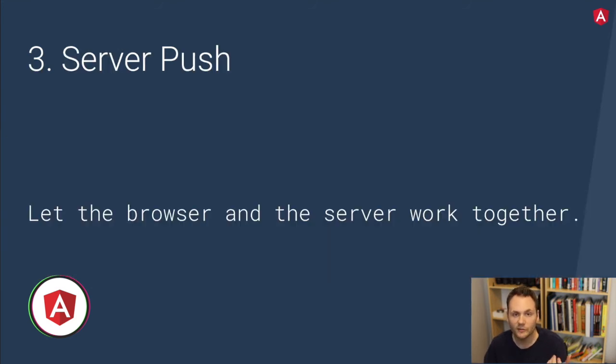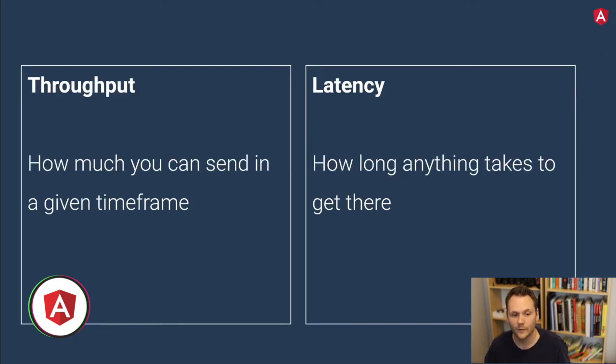And once you have HTTP 2, there's a really cool set of features that you can take advantage of called server push. Server push allows you to let the browser and the server work together. It's important to understand a couple of concepts here. Throughput is how much you can send in a given time frame. Let's say you had an hour, how much of a bundle could you push down? Maybe you could push down 100 gigabytes. And then there's the concept of latency. Maybe I can transfer that 100 gigabytes in a second, but if it takes 10 seconds or a minute to generate before that transfer can even start, that's going to be a problem.